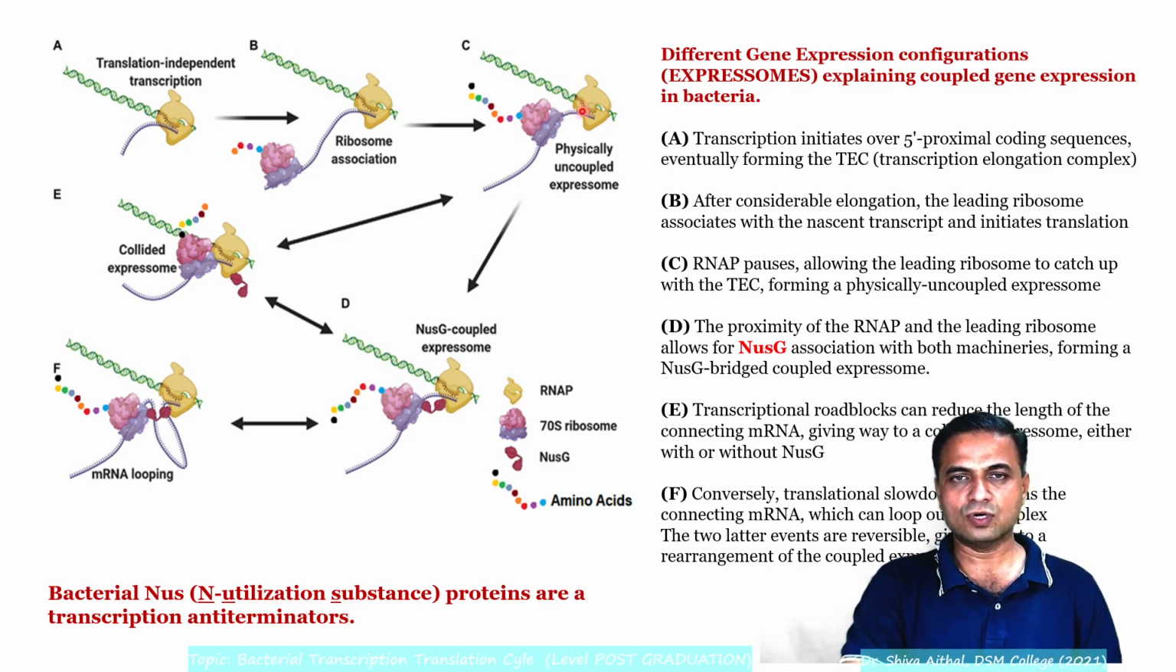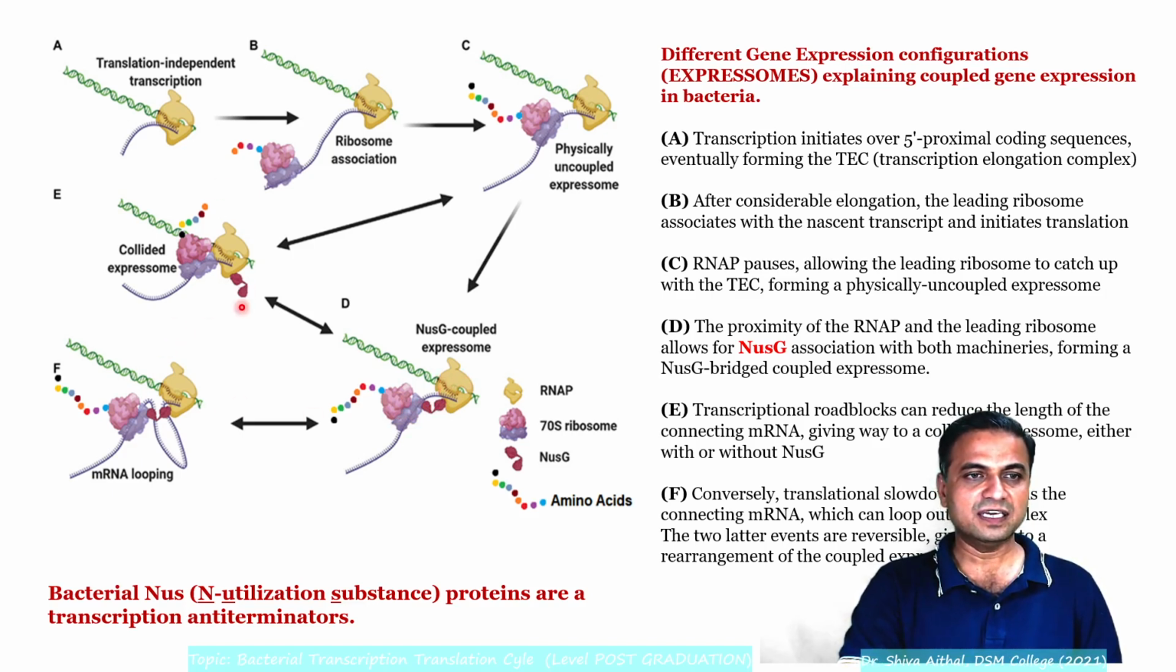Now it is not attached, but there is a chance of attaching or collision. But at this point there is a physically uncoupled expressome. D. As the proximity, meaning the distance between RNA polymerase and the leading ribosome, decreases, NusG associates with both machineries. NusG, N-utilization substance, associates with both machineries, forming a NusG bridge between ribosome and RNA polymerase, forming a coupled expressome.